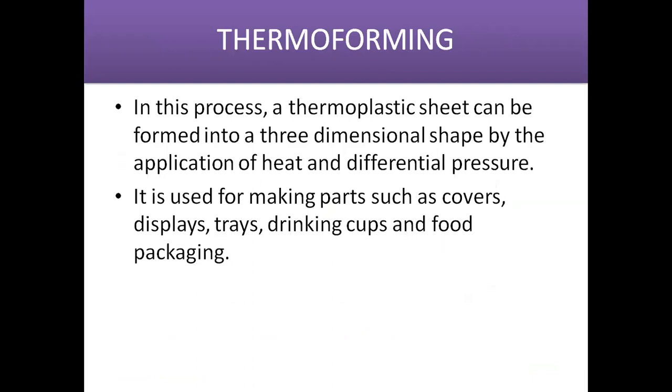Next we will move to the thermoforming process. In this process, a thermoplastic sheet is formed into a three-dimensional shape by the application of heat and differential pressure. That means in the thermoforming process, at first we have to heat the plastic sheet. Then we provide a differential pressure on that plastic sheet, so that it can take the shape of the mold cavity. That is called the thermoforming process. It is used for making parts such as cupboards, displays, trays, drinking cups, and food packaging.